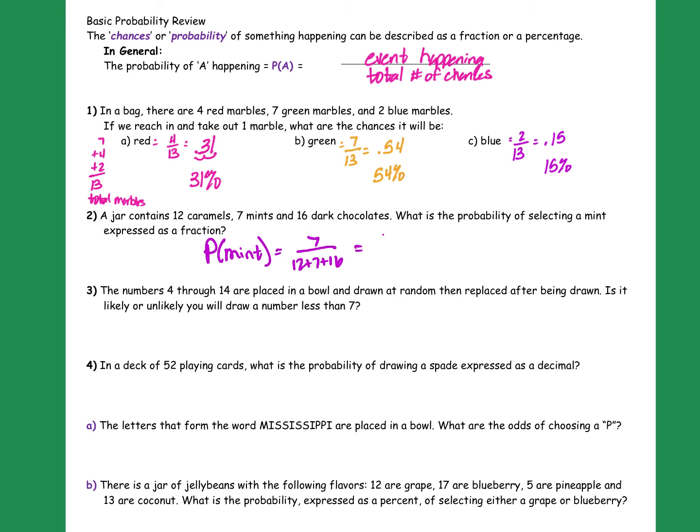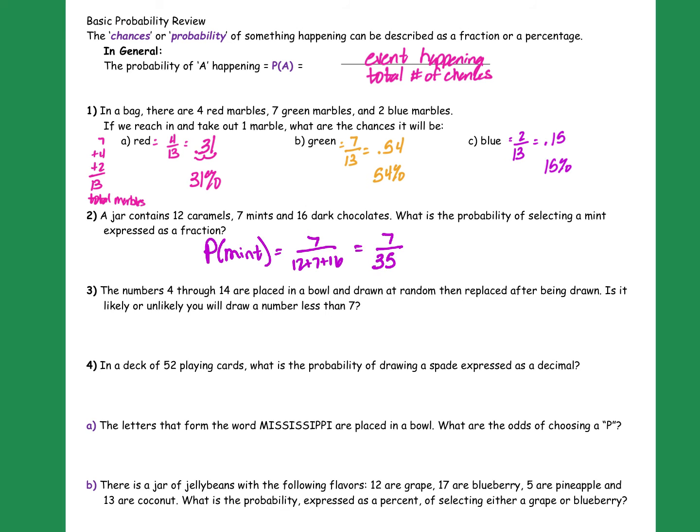So that's going to equal 7 over, I don't know what that adds up to be. 12 plus 7 plus 16 is 35. Now, I can simplify this fraction. 7 over 35 can be simplified, right? What goes into both 7 and 35?